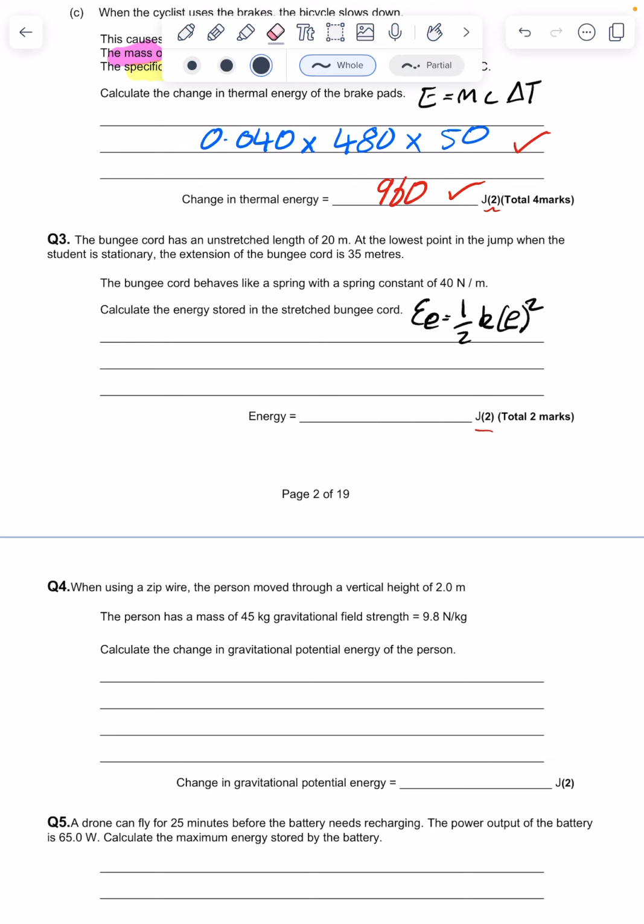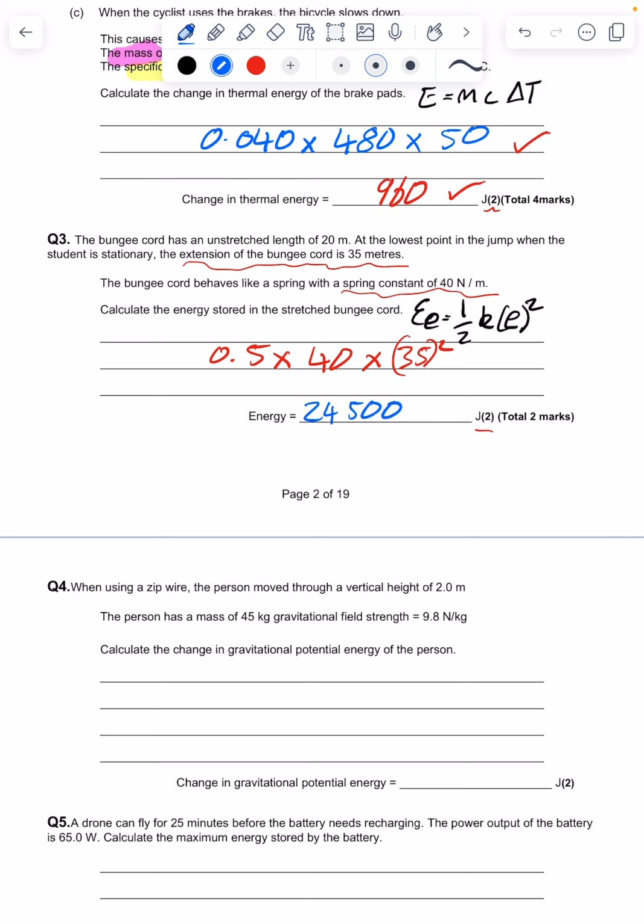So we then put in our numbers, so it's half, 0.5, times k, and our spring constant is here, which is going to be 40, times the extension squared. Now the extension squared, it says the extension of the bungee cord is 35 metres, so that's going to be 35 squared. And that will give us, as you plugged it into your calculator, an answer of 24,500. Again, 1 mark for the substitution and 1 mark for the correct answer.